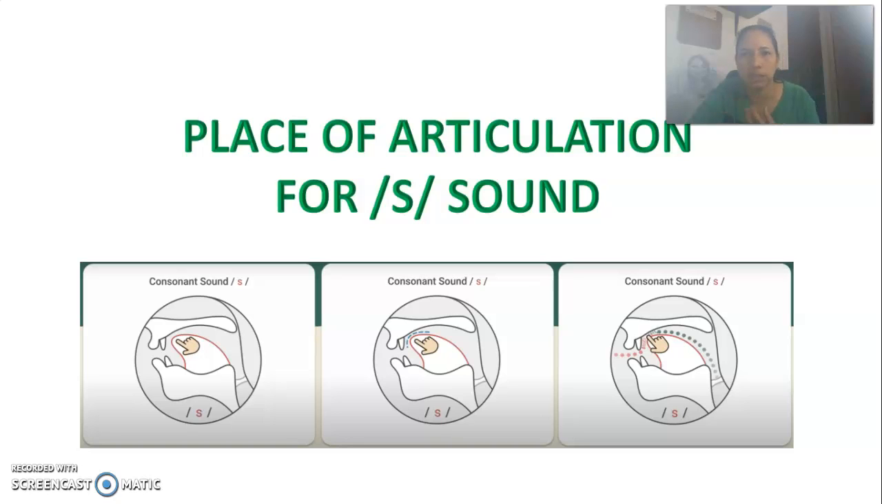In this case, to produce the S sound, clench your teeth together lightly and put your tongue just behind them, restricting the airflow to narrow the channel over the tongue and through the teeth. Then push the air through the channel through the teeth, like this.